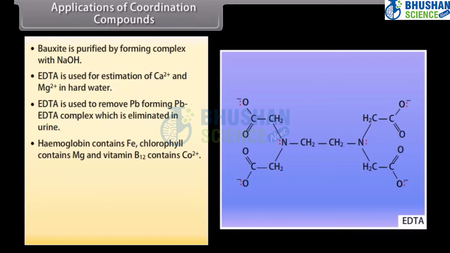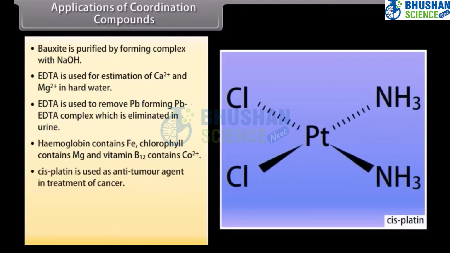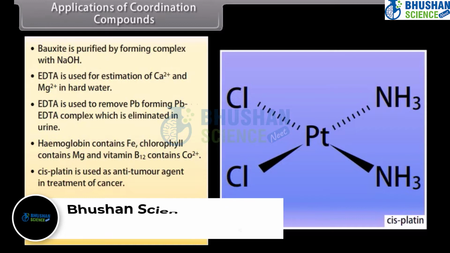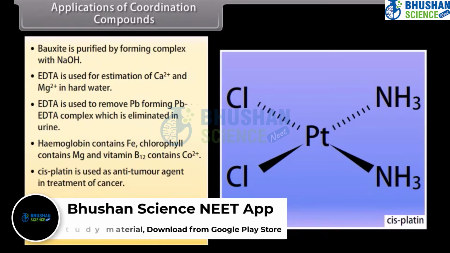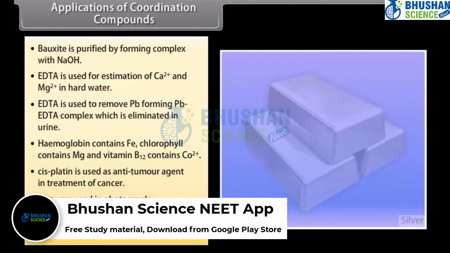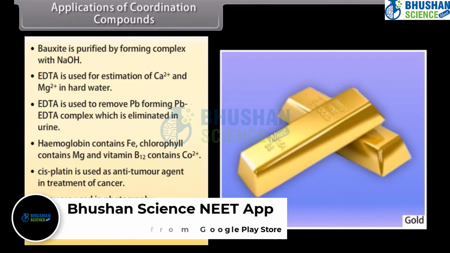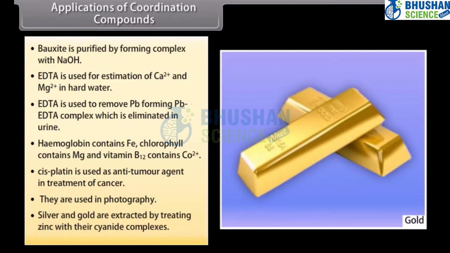Hemoglobin contains Fe, chlorophyll contains Mg, and vitamin B12 contains Co2+. Cisplatin is used as an anti-tumor agent in the treatment of cancer. They are used in photography. Silver and gold are extracted by treating zinc with their cyanide complexes.